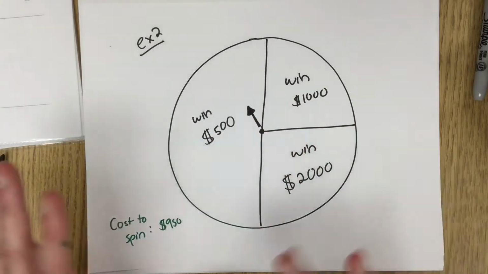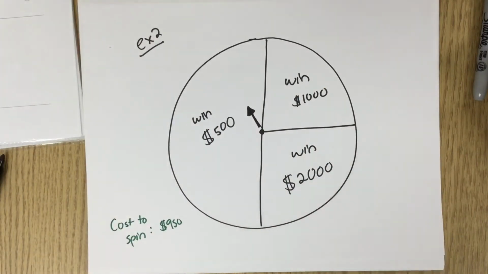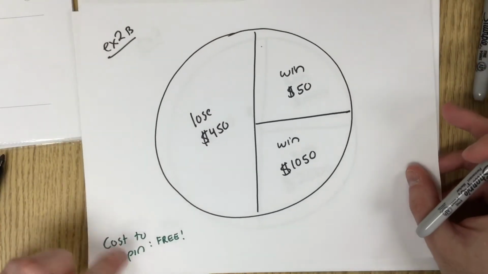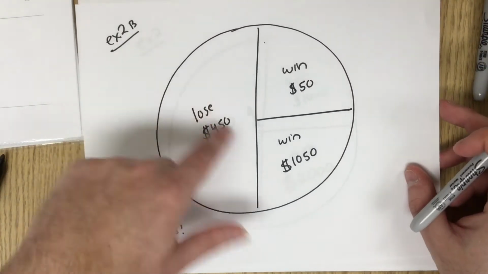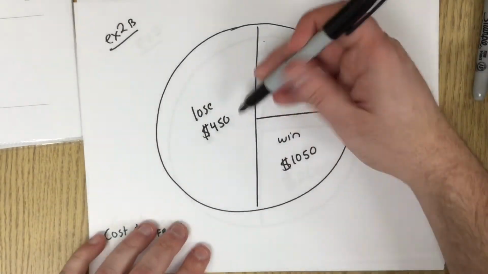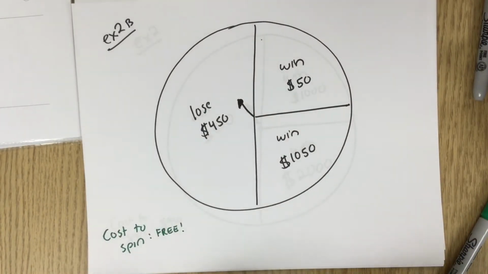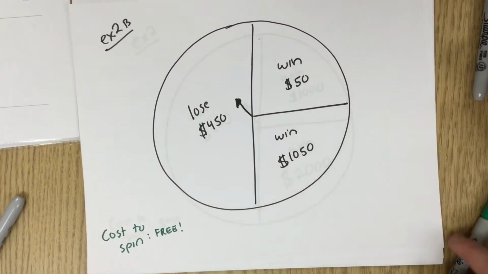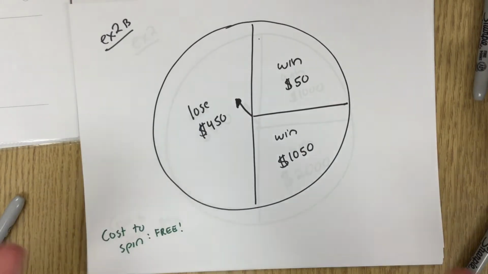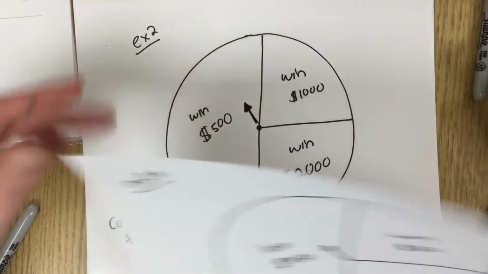I would pause the video and try to draw the alternative where the cost of the spin would be free. Assuming you've done that, it would look like this. So if the cost of spin was free, you're losing $450, winning $50, winning $1,050. Would you spin this wheel? Okay. And the last one we're going to look at, I should probably save these somewhere, I need to come back to them.